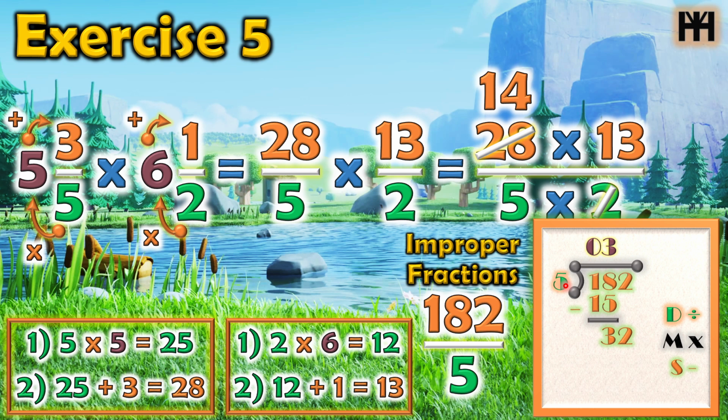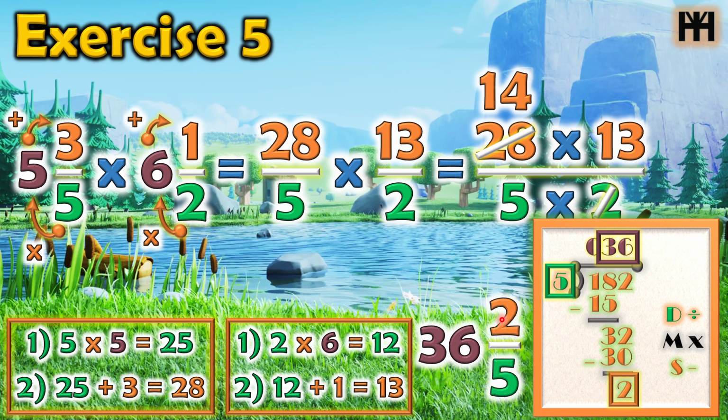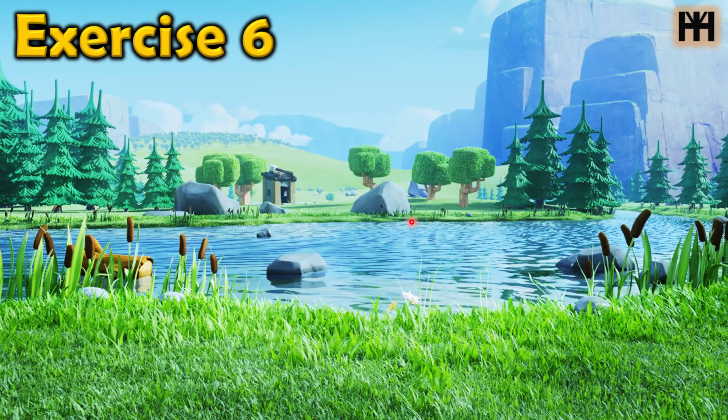32 divided by 5, or how many 5s are in 32? The answer is 6. So then multiply it, 5 times 6 is 30. Then subtract them, so the answer is 2. Okay, that's it. So here 36 will be our whole number, and 5 will be our denominator, and 2 will be our numerator.